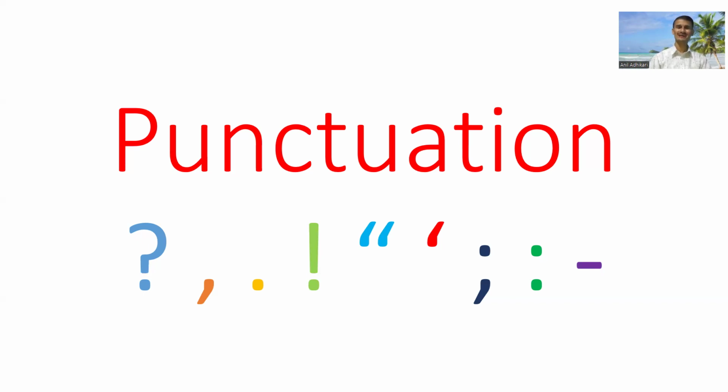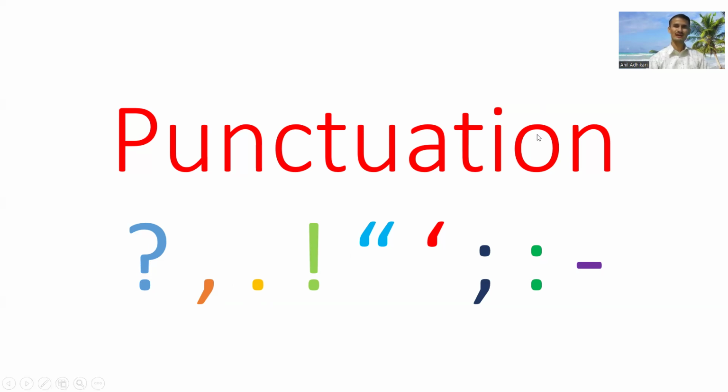Okay, now let's start. Punctuation. You can see here different symbols of punctuation: question mark, comma, full stop, exclamation mark, double inverted comma, single inverted comma, semicolon, colon, hyphen. These are the symbols of punctuation.